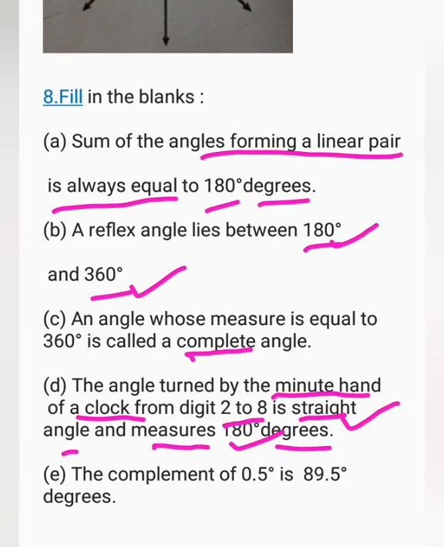The complete, this is not complete, this is complement. Complement is said when the sum of two angles is 90 degree. Complement and complete, there is a difference. Complete means 360 degree angle and complement means the sum of two angles is 90 degree. Here the complement of 0.5 degree is dash. 89.5 degree is the correct answer.